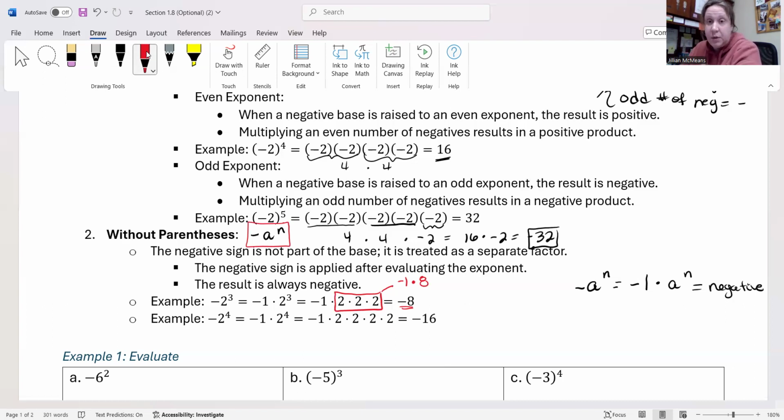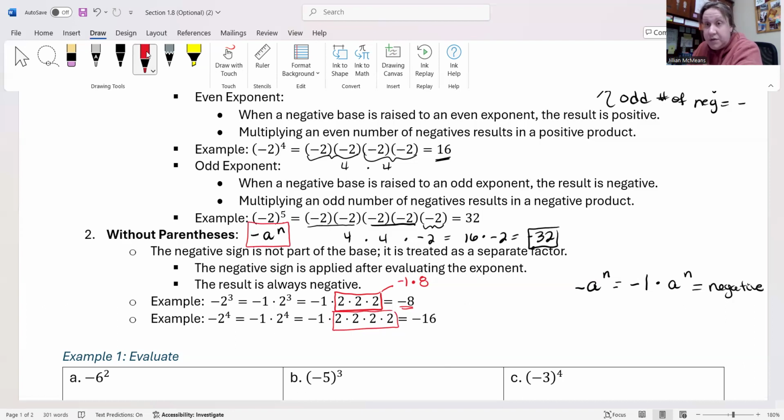Okay, we did an odd exponent prior. We got a negative product, but the exponent had nothing to do with the fact that this was negative. So let's show it again with the even exponent. Because the -2 is not inside parentheses, that negative is really treated as its own factor of -1. So I would automatically rewrite this as -1 times 2 to the 4th. So that -1 is its own separate factor. So I've got my 2 to the 4th right here. So I get -1 times 2 to the 4th.